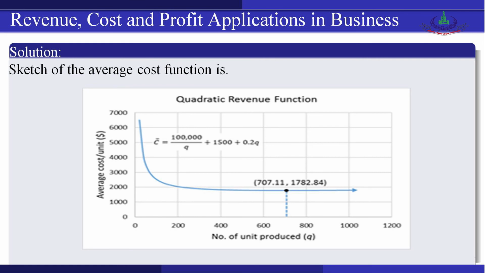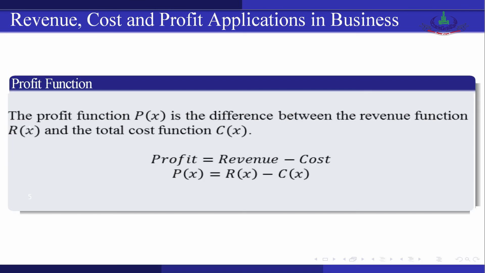Dear students, now we define profit function. The profit function P of x is the difference between the revenue function R of x and the total cost function C of x. So profit function is equal to revenue minus cost. So we write P of x is equal to R of x minus C of x.